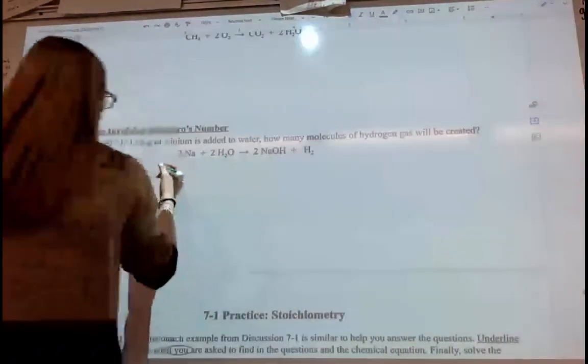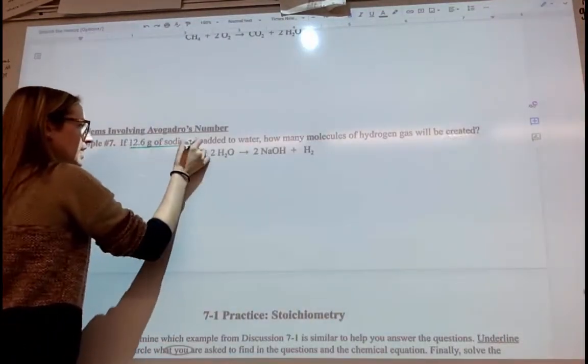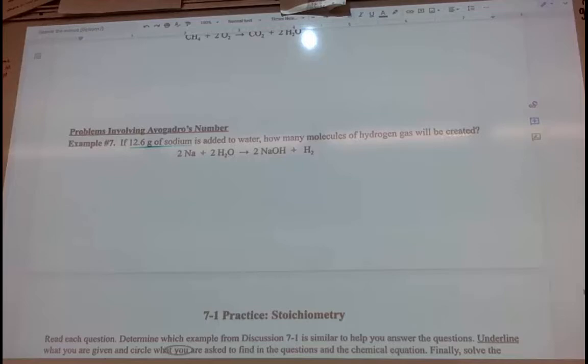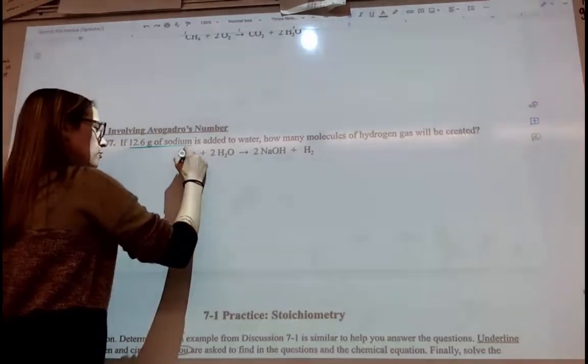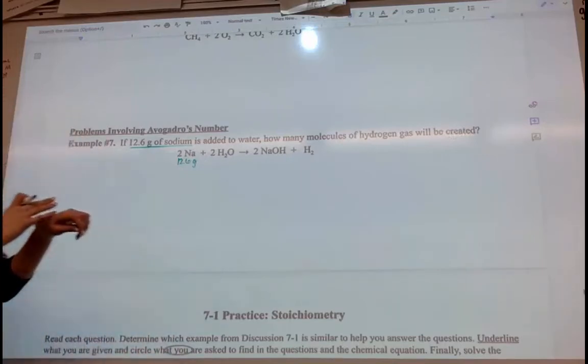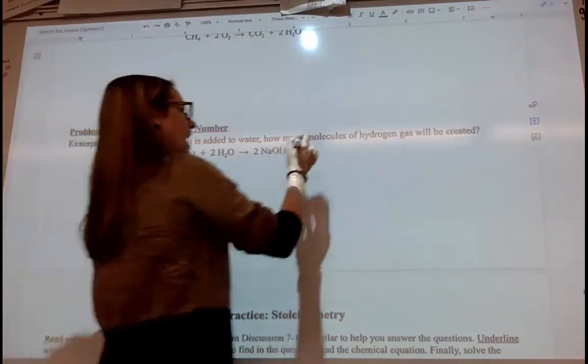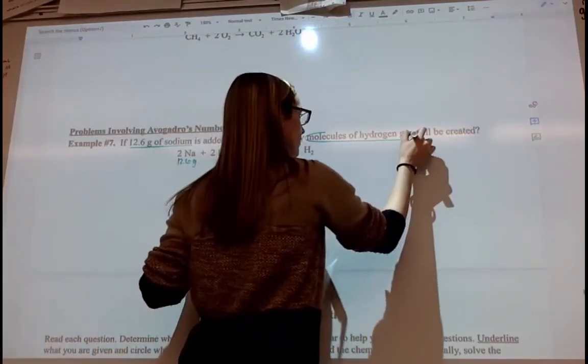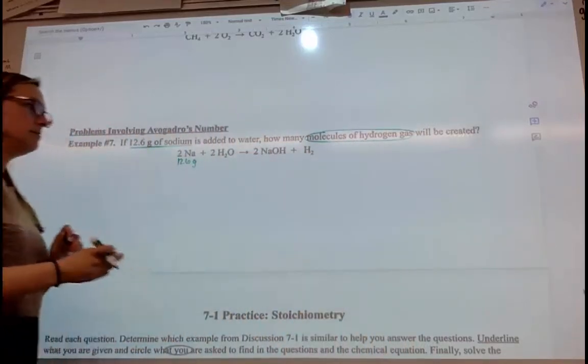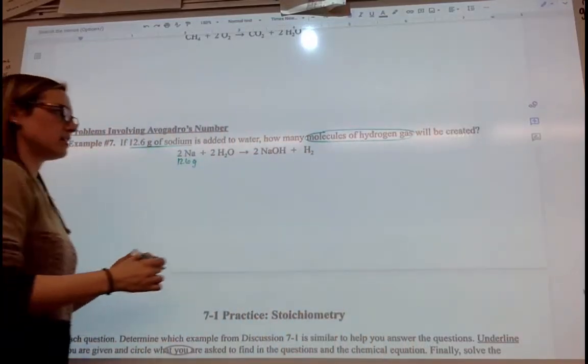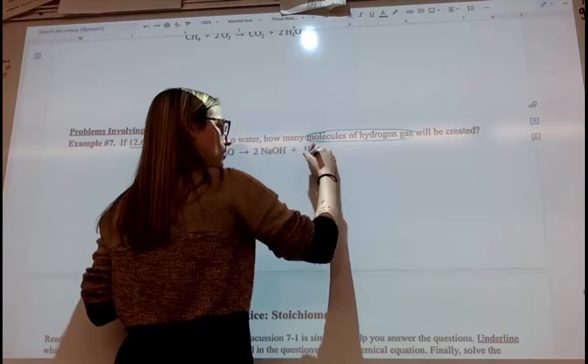12.6 grams of sodium. That's given information. It's a number, a unit, and a substance. So 12.6 grams of sodium is added to water. How many molecules of hydrogen gas will be created? So now I'm going to go to H2.